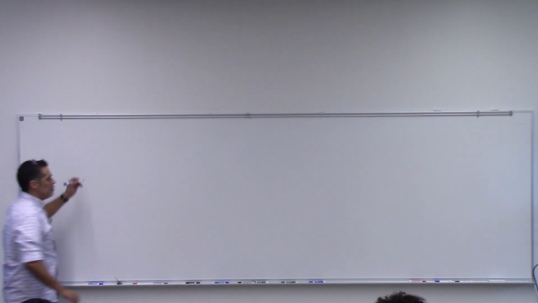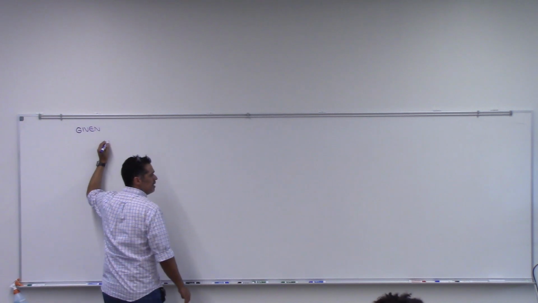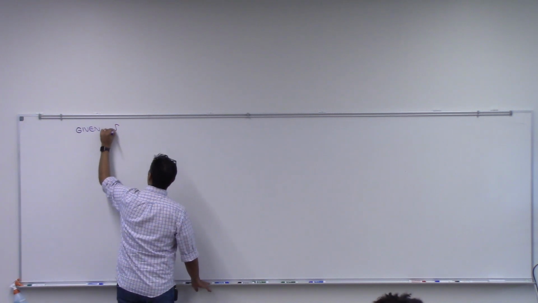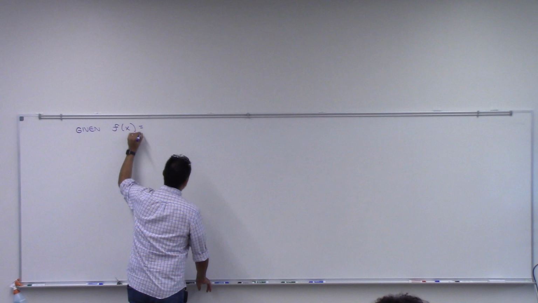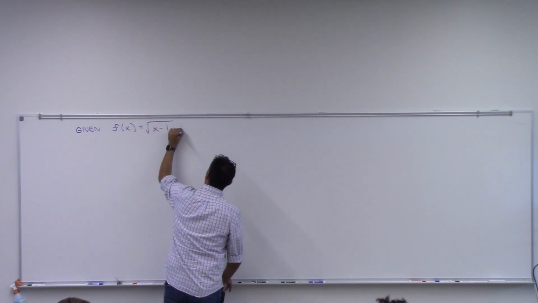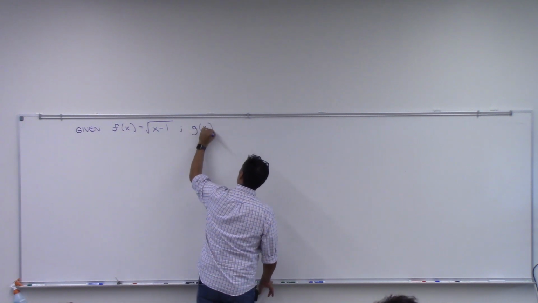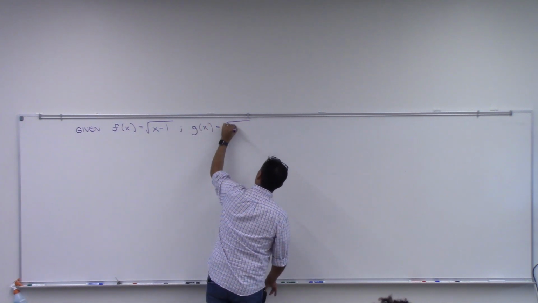So our 2 functions that we're given, let's see here. F of x is the square root of x minus 1. And then g is the square root of 4 minus x.